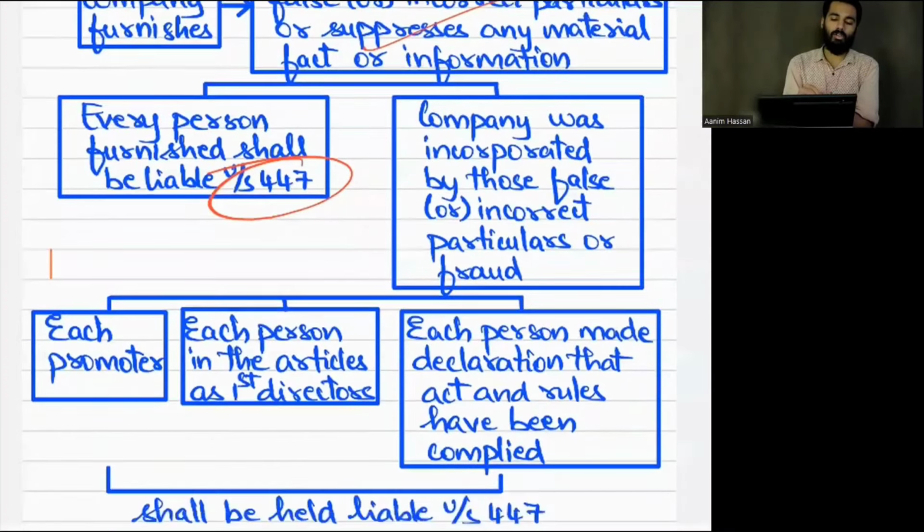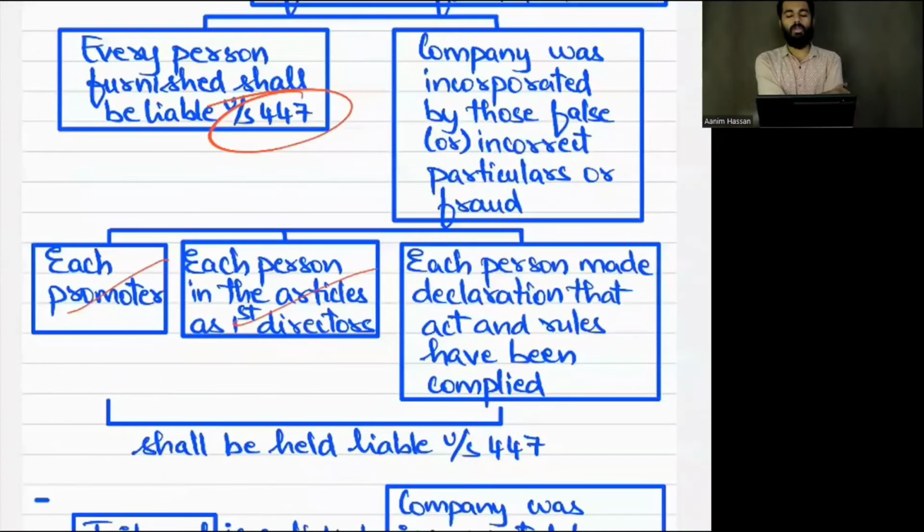Also the promoter, and each person named in the articles as first director, each person made a declaration that they have complied with the requirements. Who made the declaration? We already saw. Who, sir? Just think and tell me who gave the declaration. So this is a small test. We revised this point. Who gave? Yes, sir. CA, cost accountant, company secretary, advocate in practice, and director, manager, secretary. They have given it, so they will be liable under section 447. Yes or no?